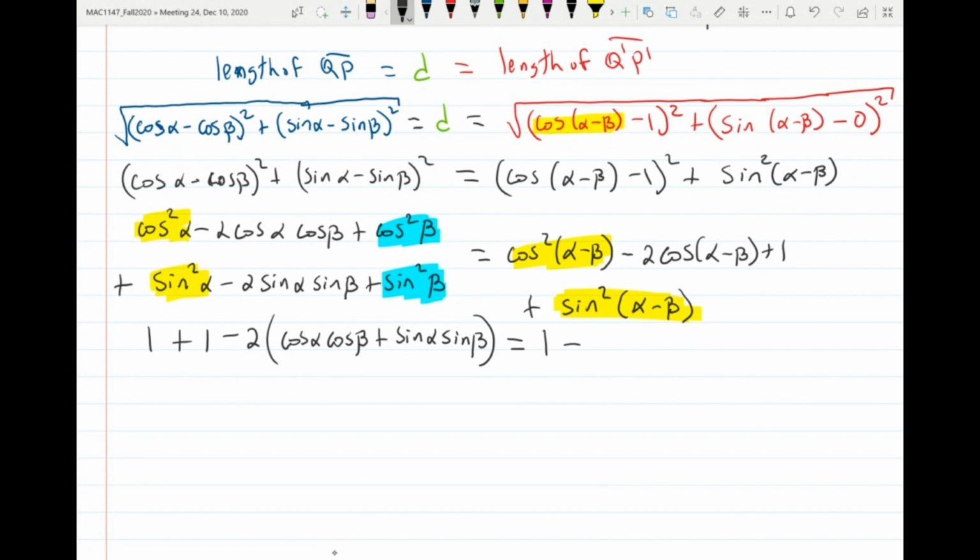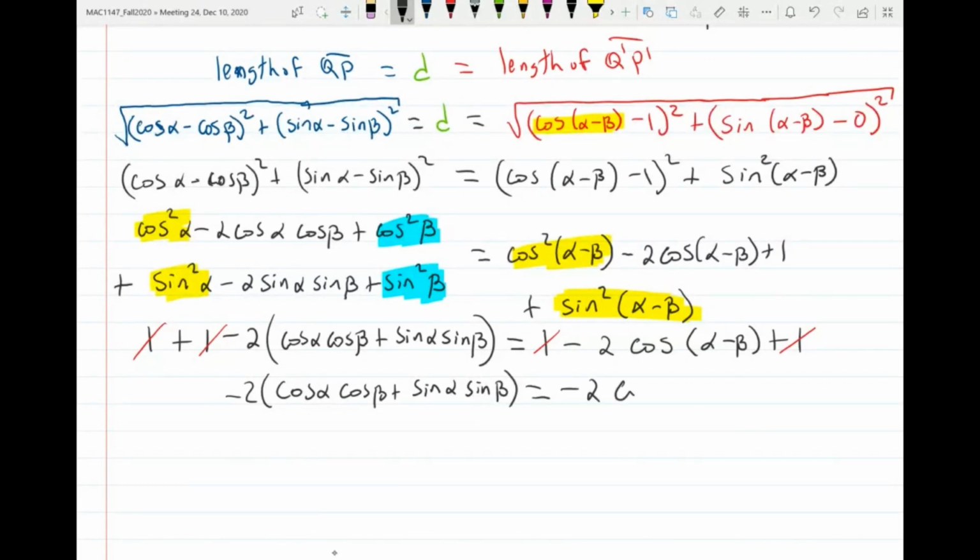And notice that this is a lucky day, because now on the right hand side, what we have is actually what we're looking for, cosine of alpha minus beta. So now we just solve for it. In this case, this 1 cancels with this one, and this one cancels with this one. So we are left with -2 times cosine of alpha cosine of beta plus sine alpha sine beta.